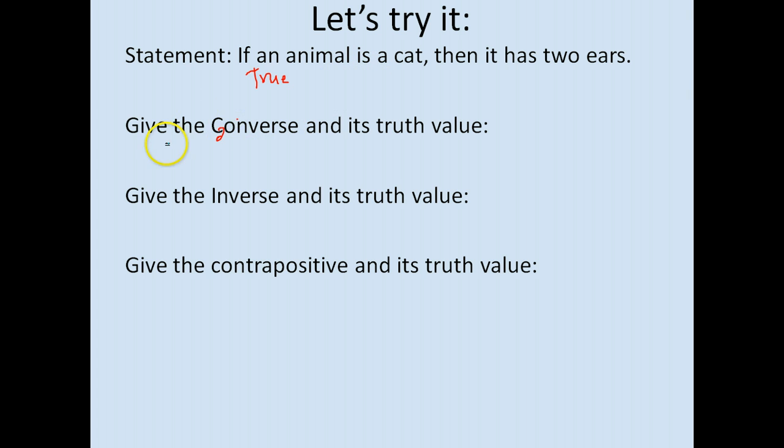Let's go ahead and form the converse of that statement. So again, what does the converse do? It switches the hypothesis and conclusion. So instead of the end comes to the front and the front goes to the end, leave the if and then where they are, however. Just move the other parts. So if it has 2 ears, comes to the front, then what happens? Then an animal is a cat.